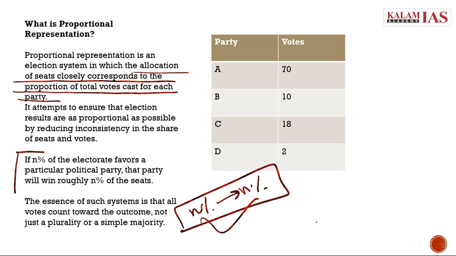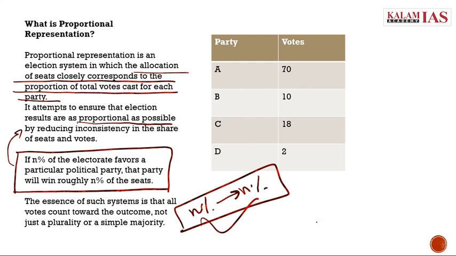If n% of the electorate favors a particular political party, then the party will win roughly n% of the seats. So this system ensures that the election results are as proportional as possible by reducing the inconsistency in the share of seats and votes. Okay.